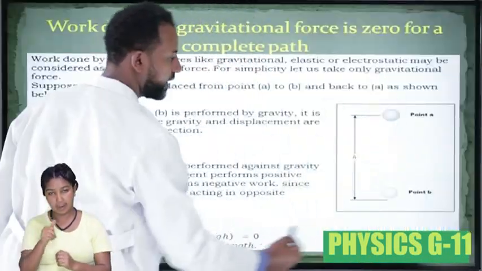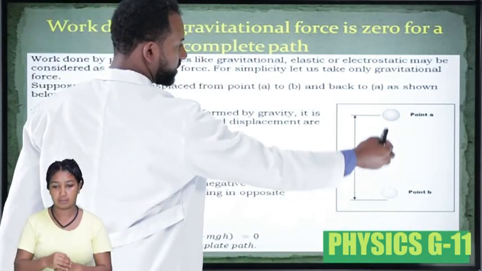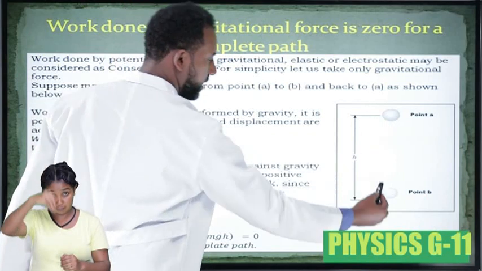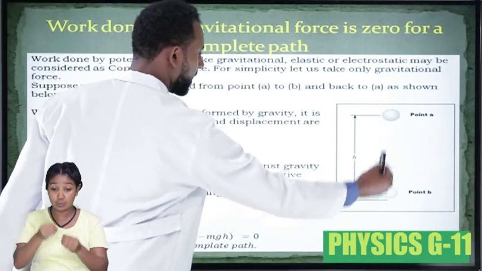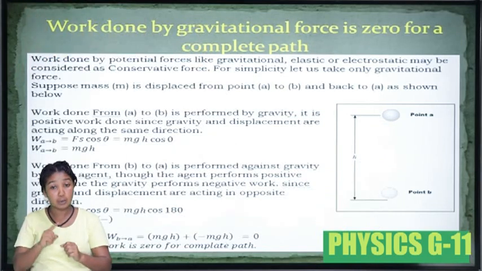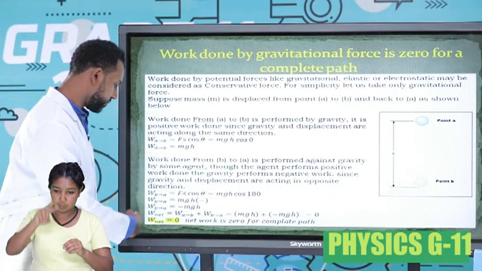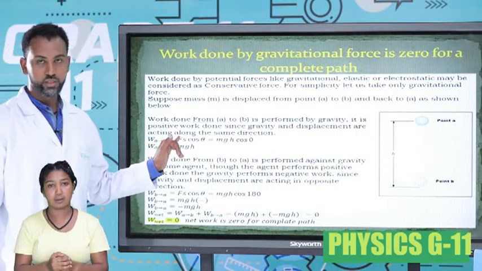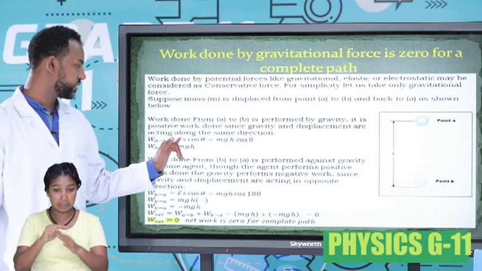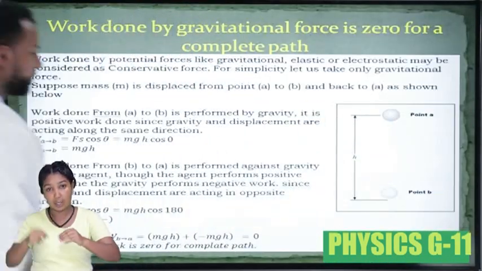Here we have point A, and here we have point B, or it might be the ground. Suppose that the object is moving from A to B. As the object is moving from A to B, it's possible to determine the work done. Previously, we have already discussed this point. The force is due to gravity. There is a downward force, which is mg.